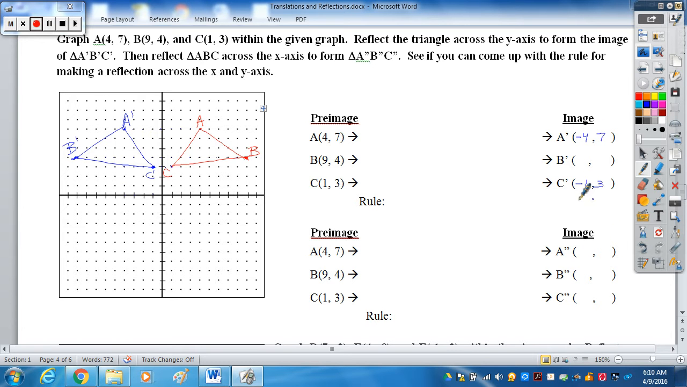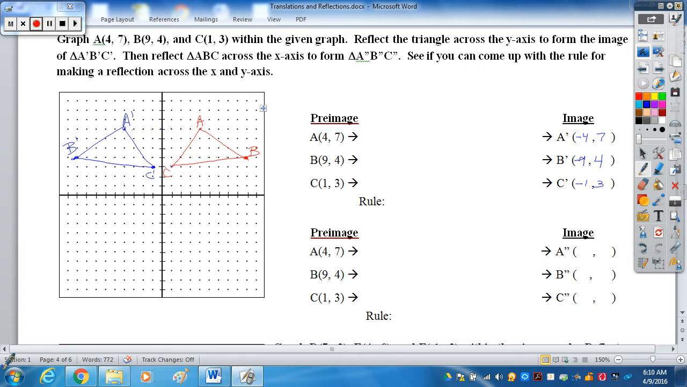Okay, so if I look at the examples here, 1, 3, -1, 3, 4, 7, -4, 7, we can make a guess as to what B prime is going to be. I'm going to say -9, 4. So let's see here. -1, 2, 3, 4, 5, 6, 7, 8, 9. 1, 2, 3, 4. That's exactly right, -9, 4.